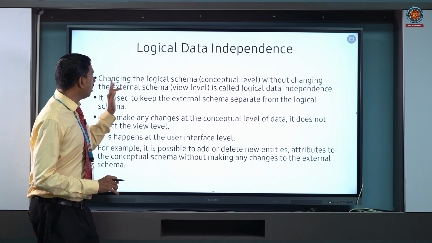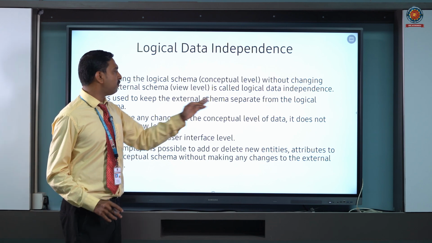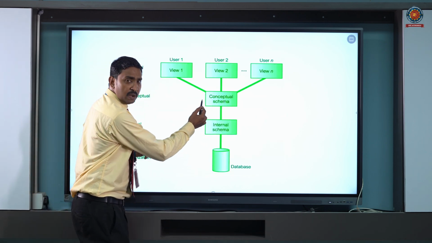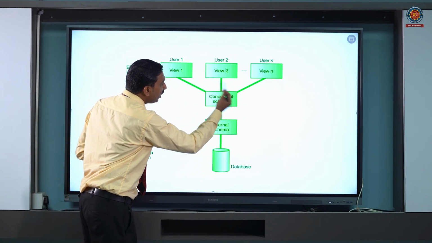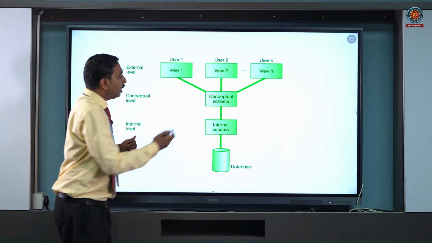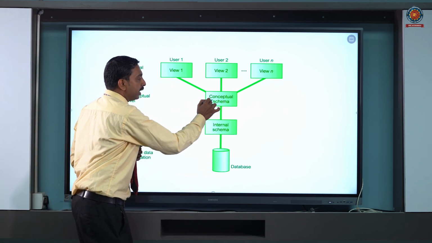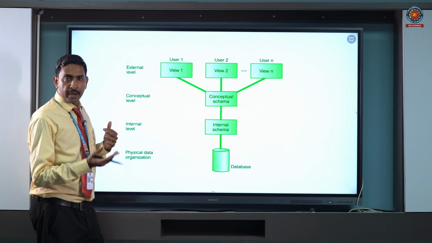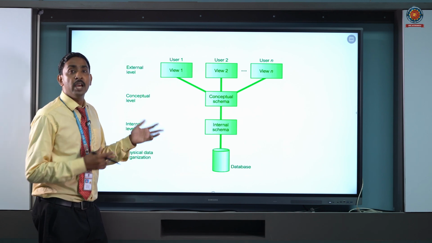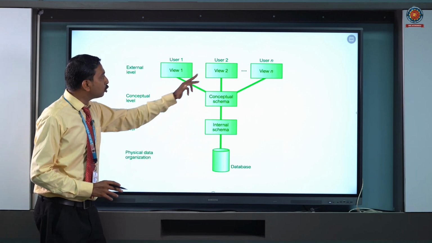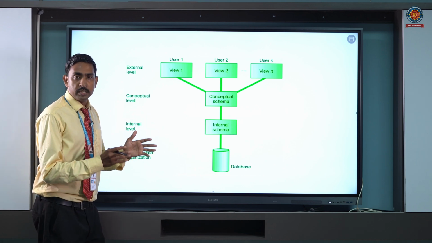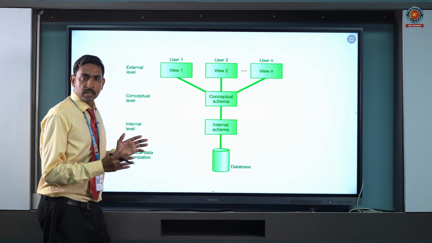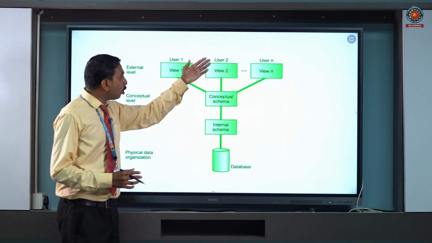Next is the logical schema. The external schema is separate from the logical schema. See the diagram here: this is the conceptual schema, correct? The user schema sits in between the conceptual schema and the logical schema. Why? If I make any modification in the conceptual schema, such as changes to an entity, an attribute or any data items, it should not affect the user level. Understand? For this purpose we use logical data independence. So logical data independence means making changes in the logical schema without affecting the user schema.